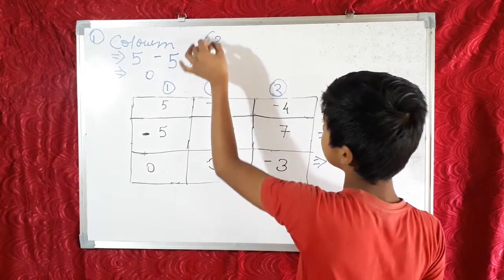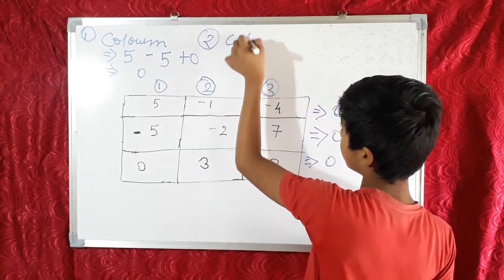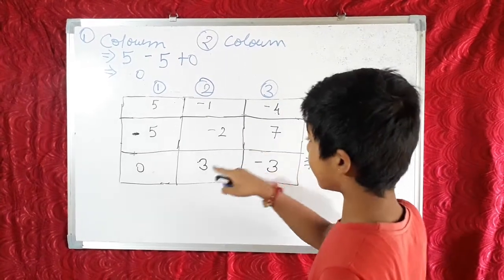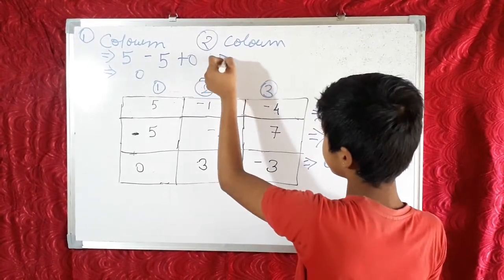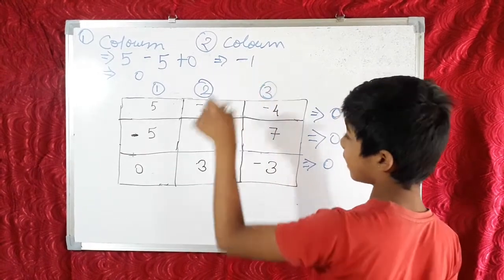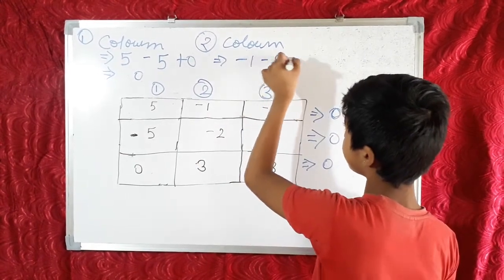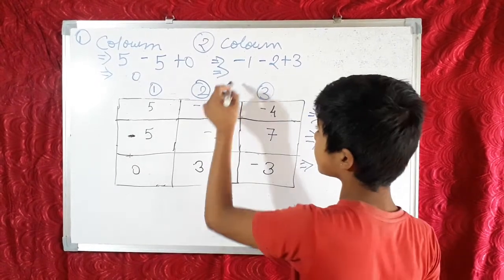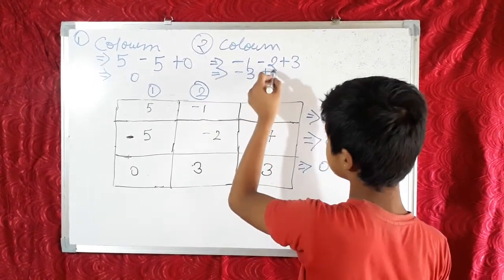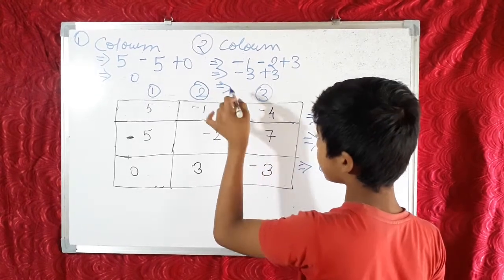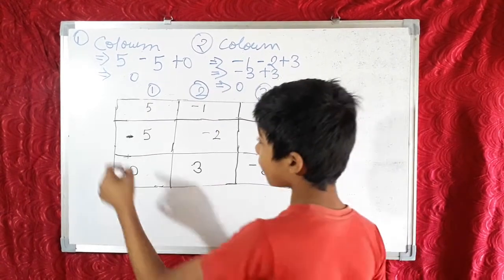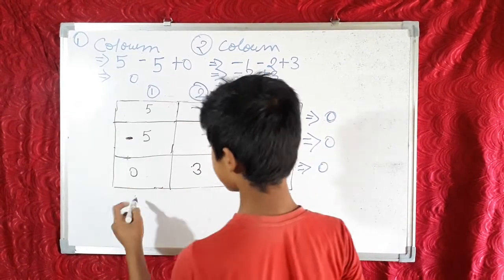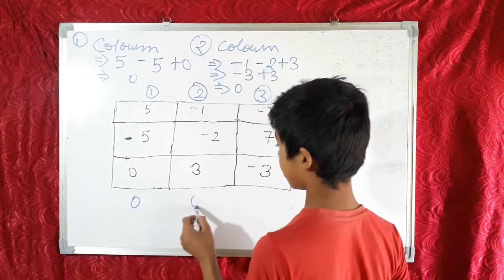Now we will do our second column. Minus 1, minus 2 and 3. So firstly we will write minus 1, minus 2, then plus 3. Okay. So now what do we have to do? Minus becomes plus, so it will be minus 3 and plus 3. So when plus and minus 3 cancel, it becomes 0. So our first column sum is 0. Second column sum is also 0.